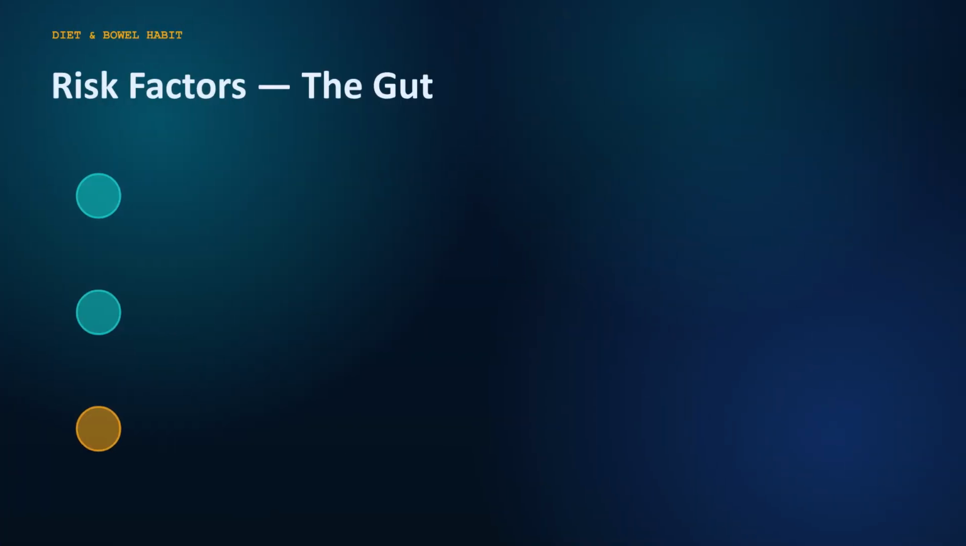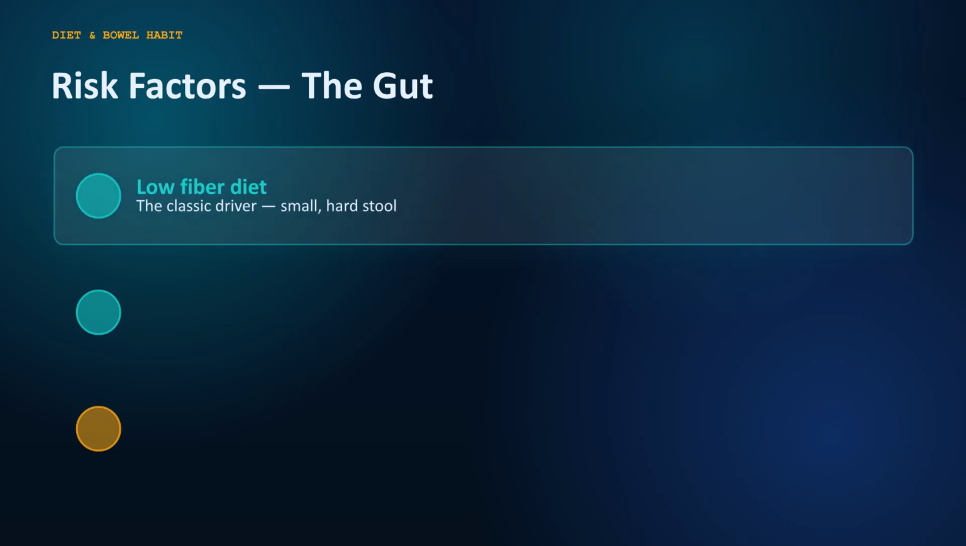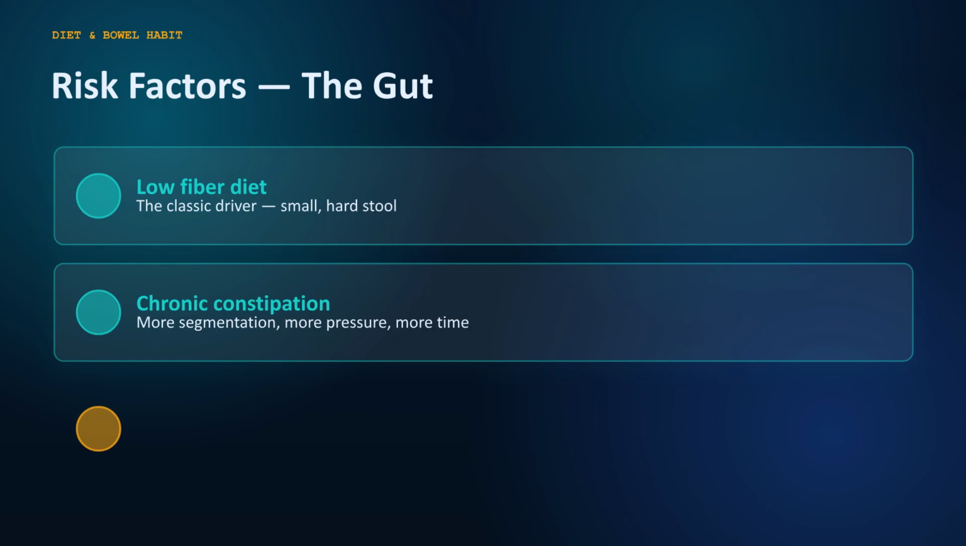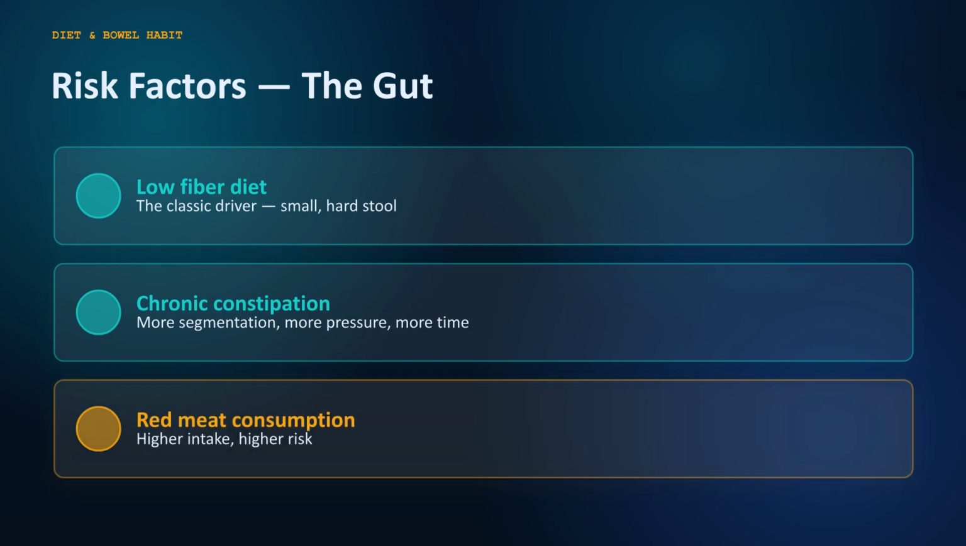Let us go through the risk factors, starting with the ones that come straight through the gut. A low-fiber diet is the classic driver. Chronic constipation is on the list, which fits the mechanism we just built. And red meat consumption is associated with diverticular disease as well. Now look back at our patient. He eats red meat most days, almost no vegetables, no beans, and no whole grains. And he moves his bowels every 2 to 3 days with hard stool and straining. He has all three. And notice something important. All three of these are modifiable. They are also the three he is least likely to have been asked about.